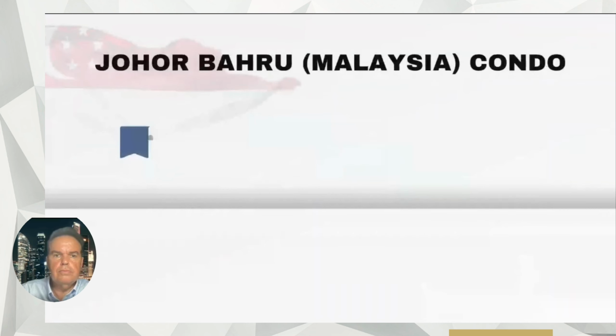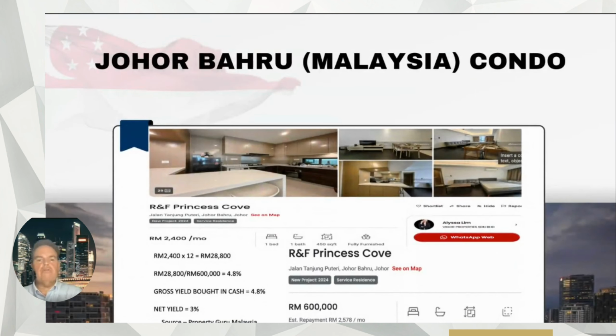Now, for a lot of people here in Singapore, where's the next best place that they know? And it's our neighbors in Malaysia. And relatively speaking, the prices of property in Malaysia to Singapore seem very, very affordable. I mean, here we've got a condominium. It's the R&F Princess Cove condominium right at the edge of the Woodlands causeway going from Singapore to Johor Bahru.